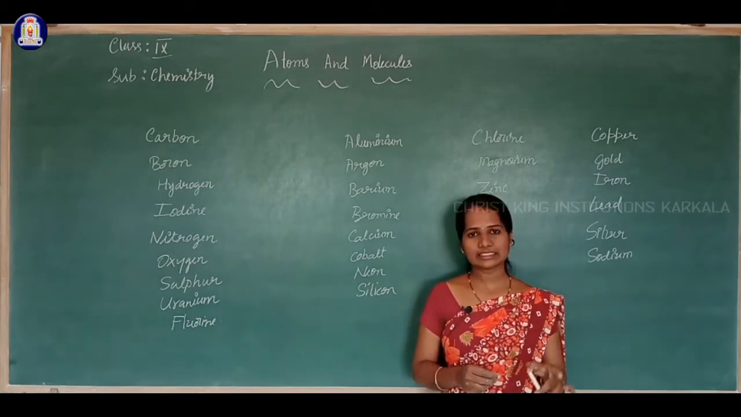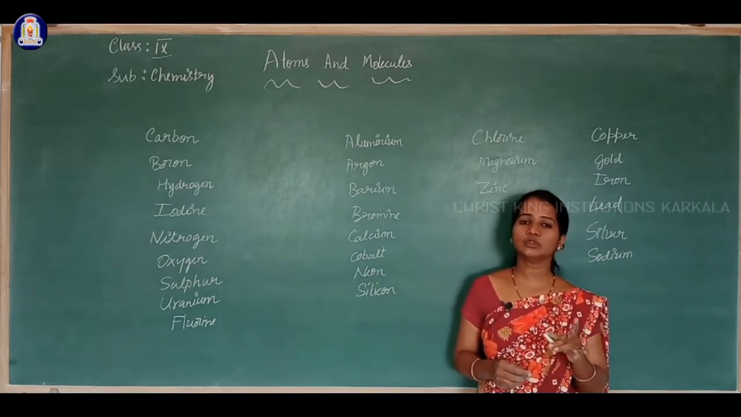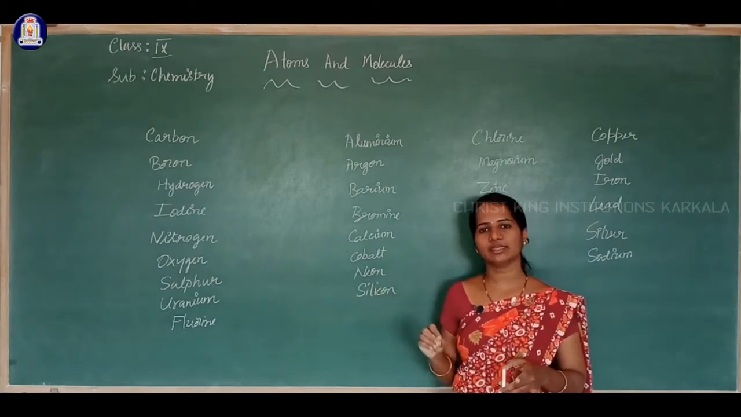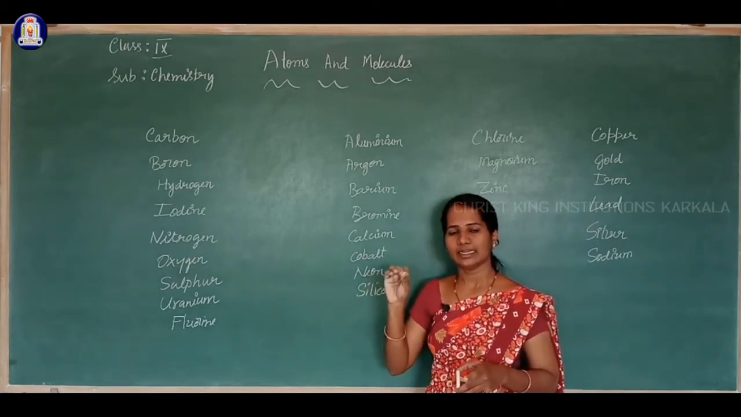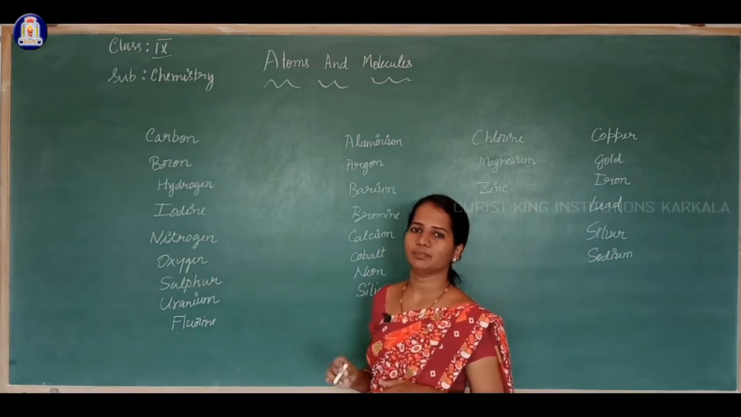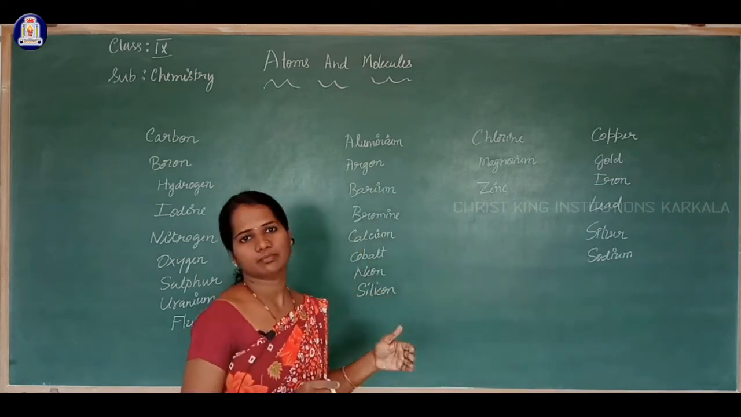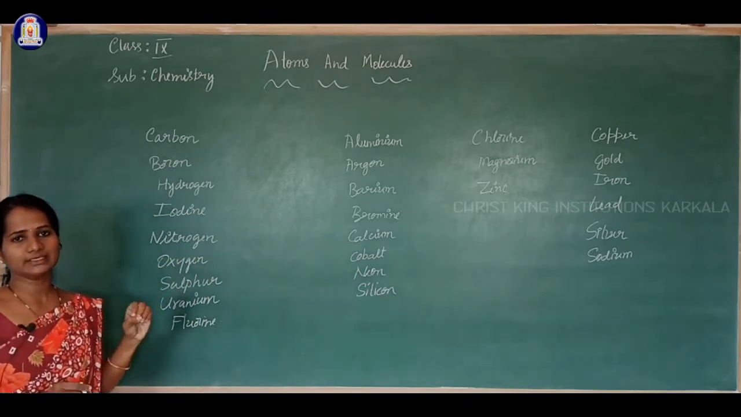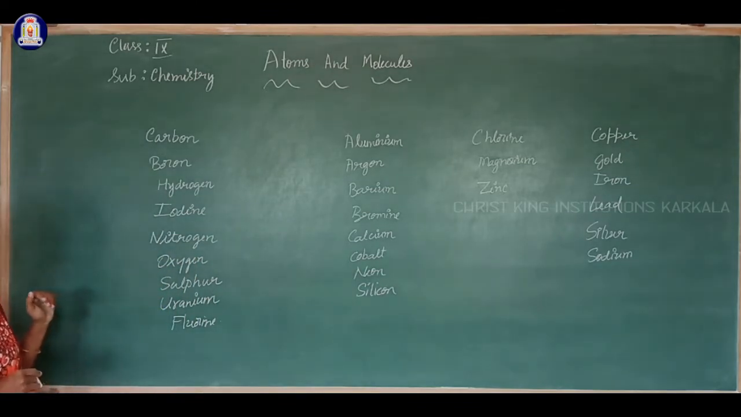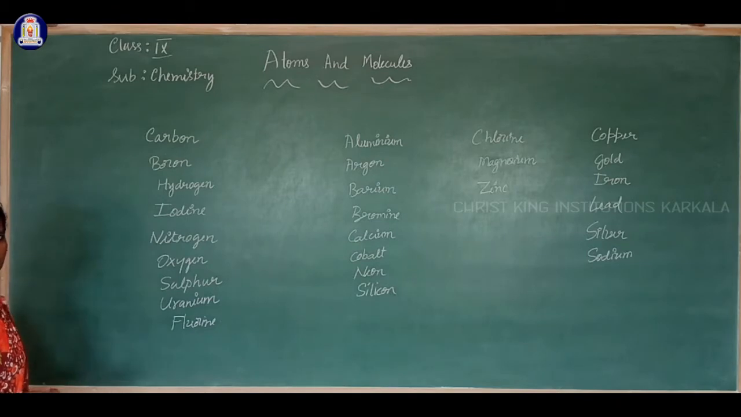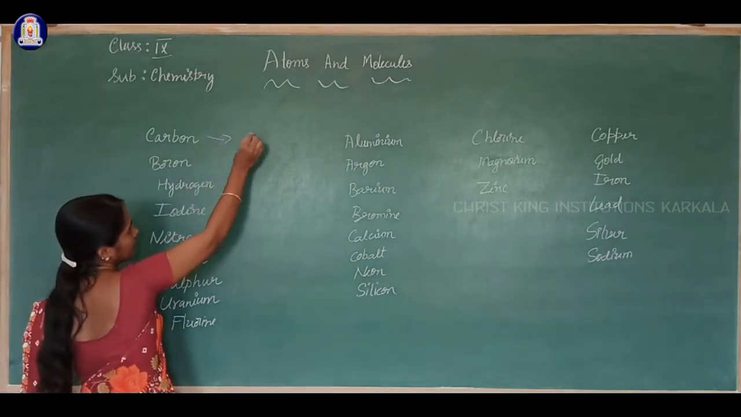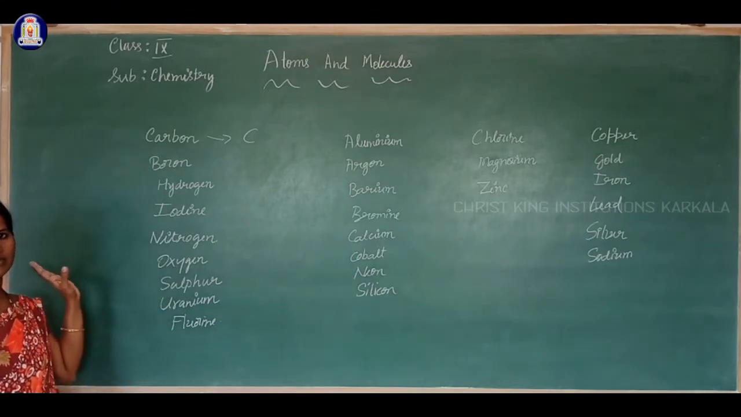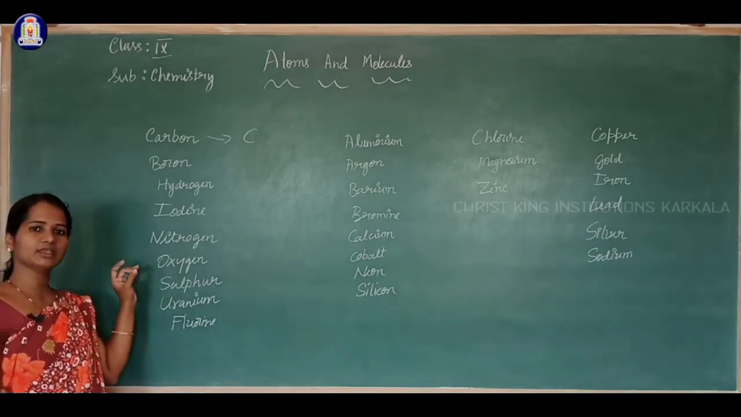Later, Berzelius suggested that instead of writing pictures, we can use the first letter of the English name. From the name we can take the first letter and represent these elements. For example, we can represent carbon as a C. C in the sense it is carbon. No need to write carbon every time while writing the chemical reactions.